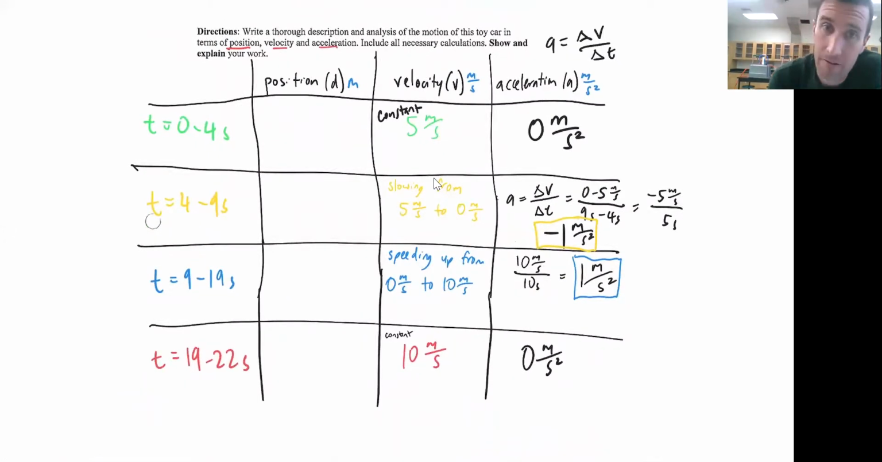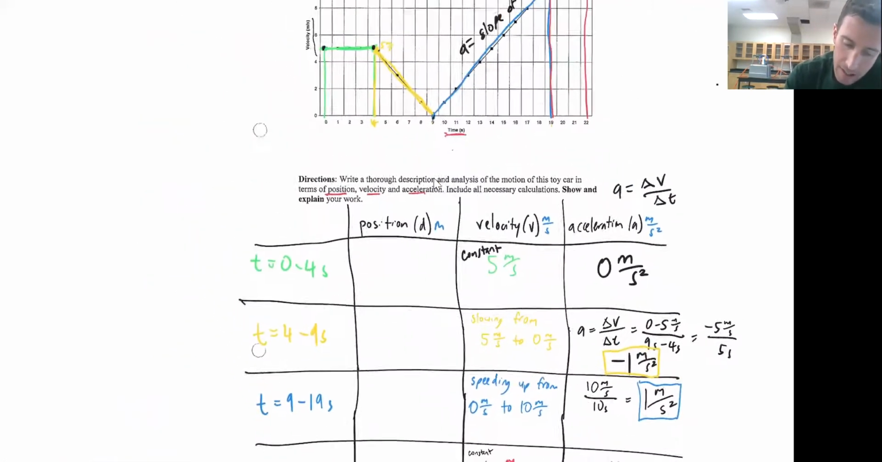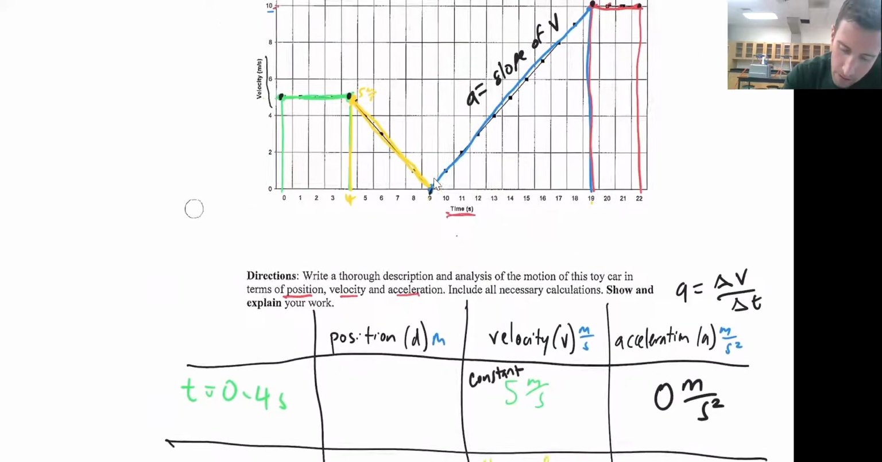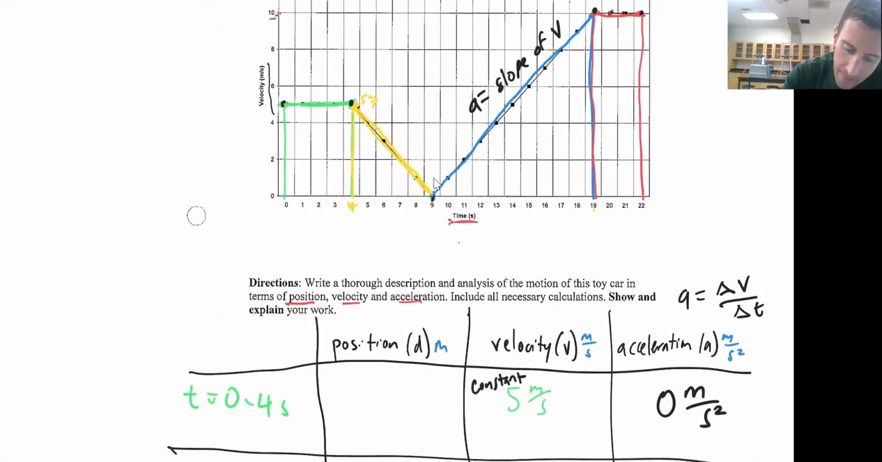What's the position for those pieces? So my position is starting at 0. I'm going to assume it starts at 0. And then in this first section, it goes 5 meters per second for 4 seconds.